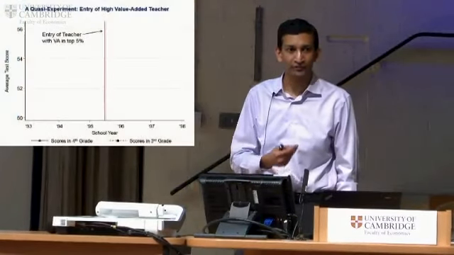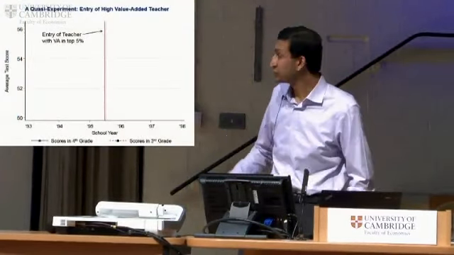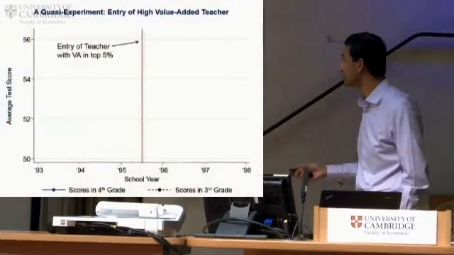There's a lot of variation in who happens to be teaching in a given school in a given grade, because teachers switch across schools, or they might go on maternity leave, things like that. And that creates essentially quasi-random variation in the quality of teachers a student has. So let me give you an example of how this works.